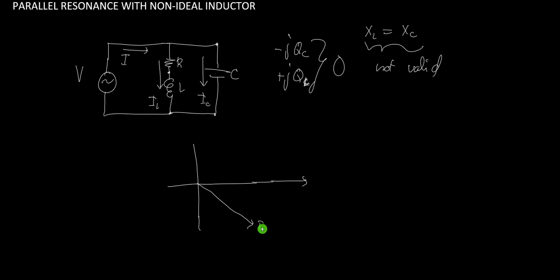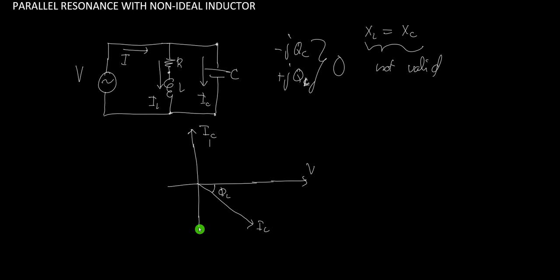This is our IL. If this is our voltage, it should be lagging by some angle. We can call it phi L. While the capacitor, because this is a pure capacitor, we know that the current in a pure capacitor is always leading the voltage by exactly 90 degrees. So it's somewhere here. This will be our IC.